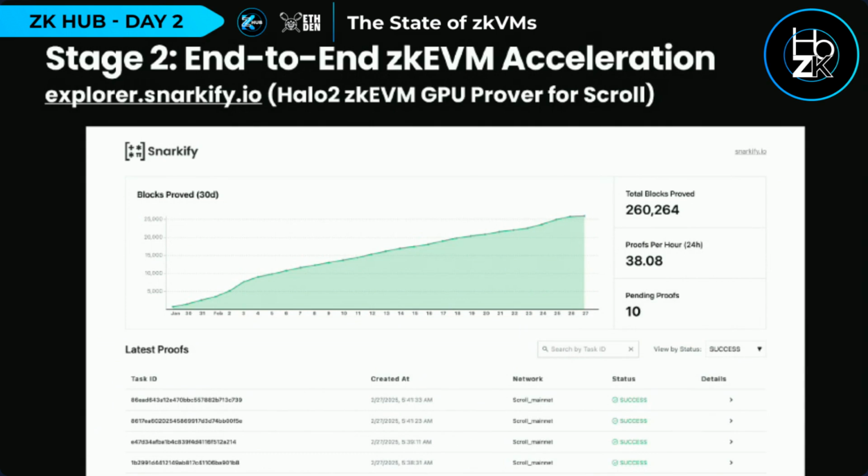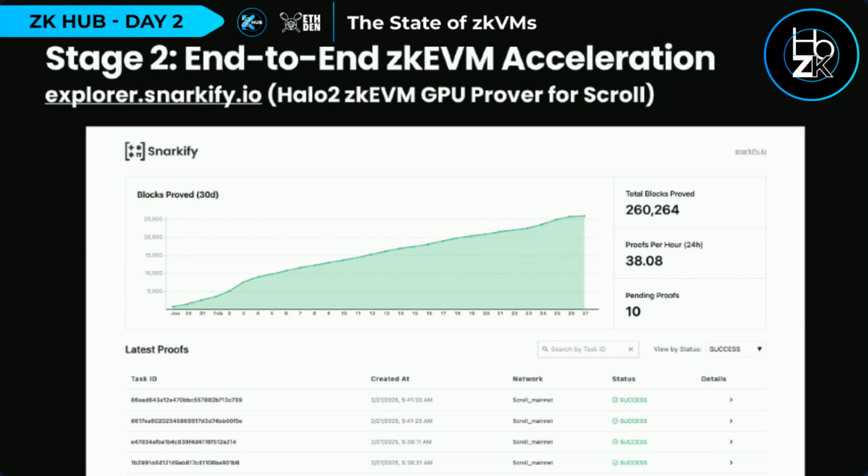This shows our production proof generation for the Scroll mainnet. We generate up to 50% of Scroll's mainnet proofs every day. The technology behind it is a Halo2-based zkVM GPU prover. Different from many other proof generation service providers who just use Scroll's GPU prover, we are the only one who has an in-house GPU implementation that's actually faster than Scroll's in-house implementation. So we actually have the fastest Halo2 GPU prover in this industry.